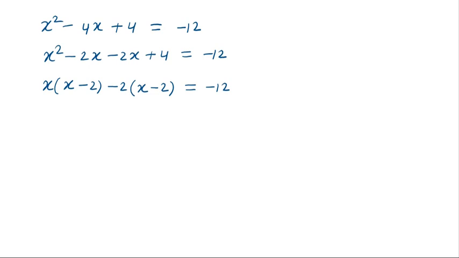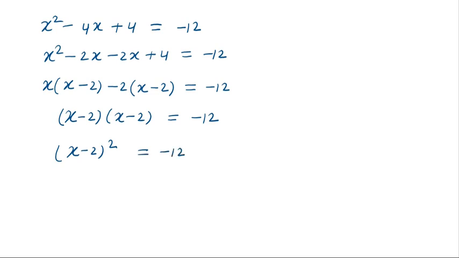On the left hand side, x minus 2 is a common factor. If we take x minus 2 common, then here x minus 2 is equal to minus 12. Now x minus 2 times x minus 2 is x minus 2 whole square, which is equal to minus 12.